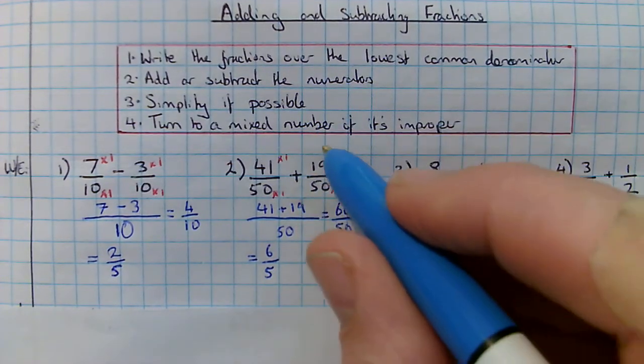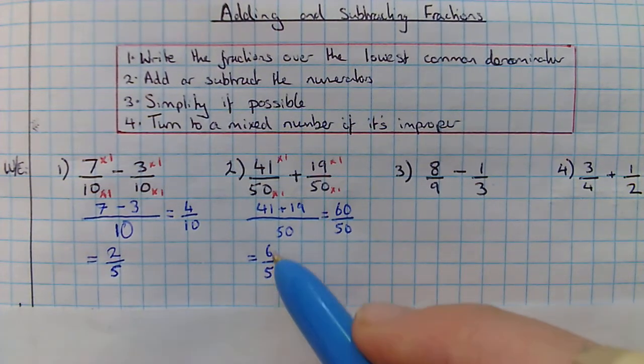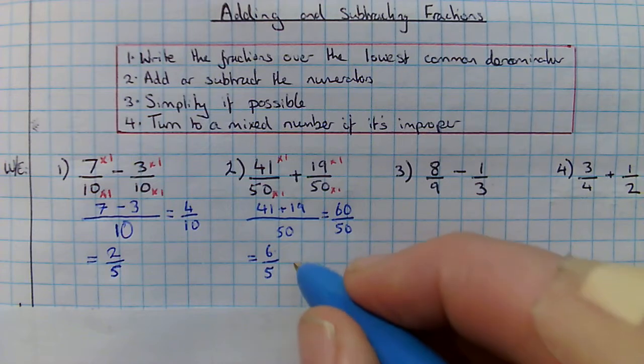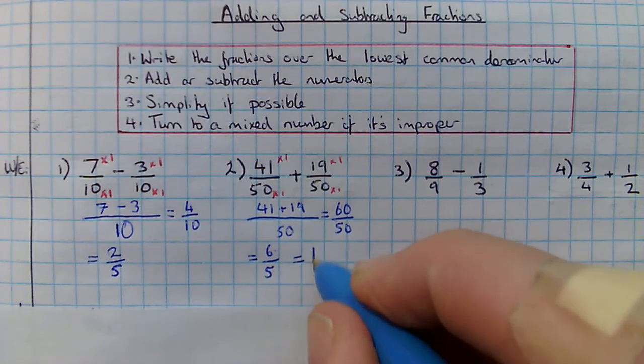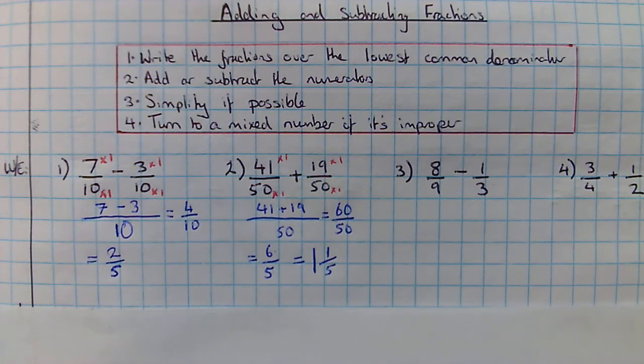I've done my third step. Looking at my fourth step, it's an improper fraction. 6 is bigger than 5. So I'm asking, how many times does 5 go into 6? Well, it goes in once with 1 left over. So my final answer is 1 1/5.